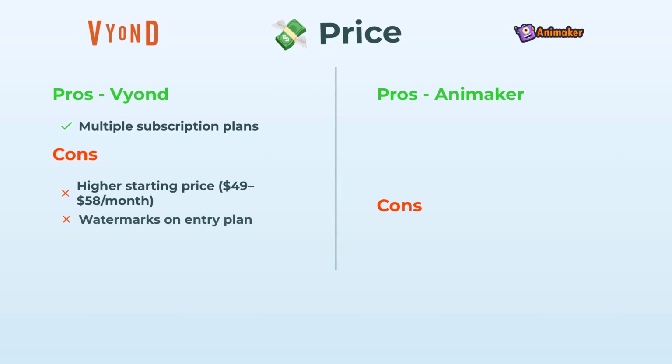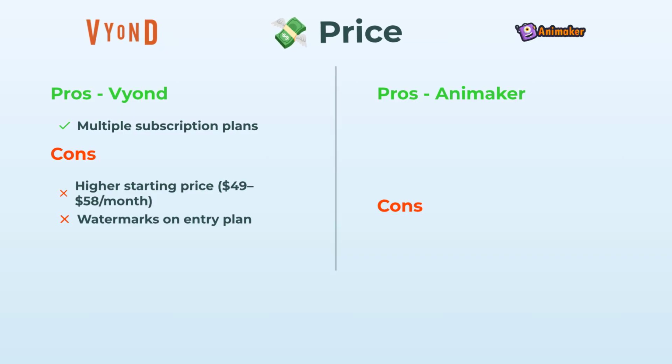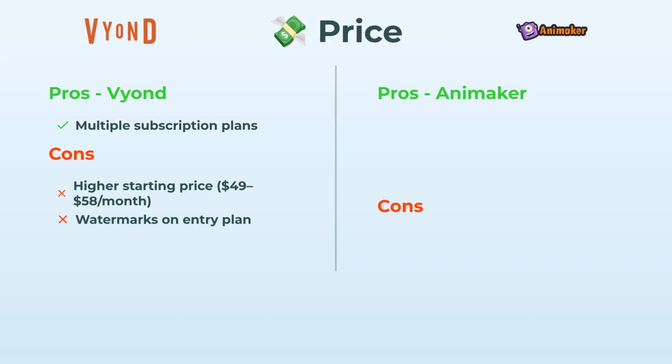Now, Vyond is honestly a bit on the pricier side. Like, the entry-level plan is around $49 a month, and you still get a watermark unless you move up a tier. On the plus side, they've got a few subscription options depending on what you need. But if you're just starting out or want something affordable, Vyond might make you go, ouch, at checkout.